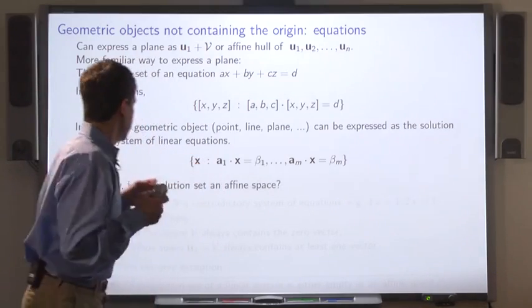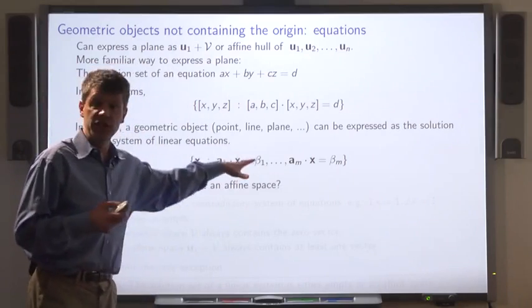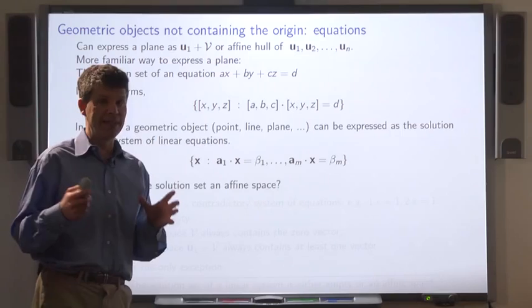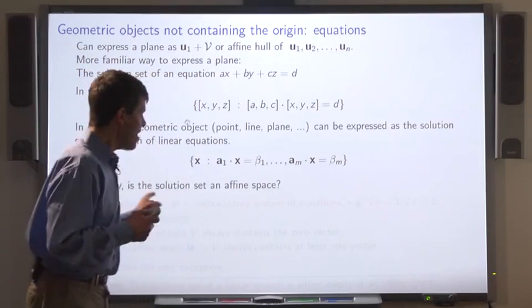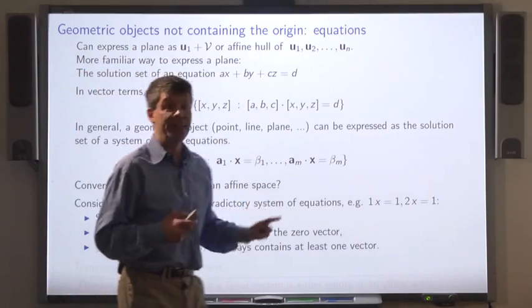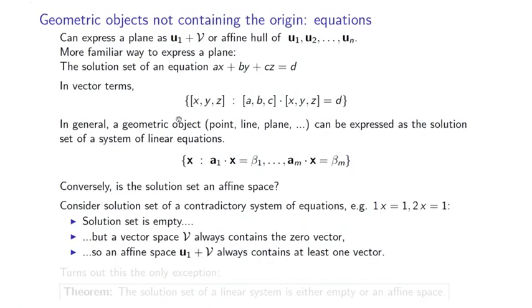Is the solution set of a linear system always an affine space? There's a simple counterexample. If you take a linear system that's contradictory, that has no solutions, for example, 1x equals 1, 2x equals 1, has no solutions. So the solution set in that case is empty.